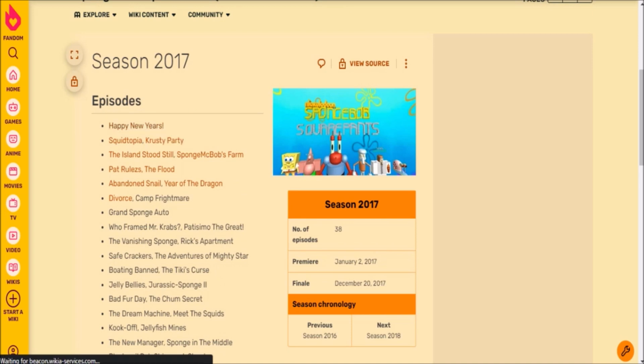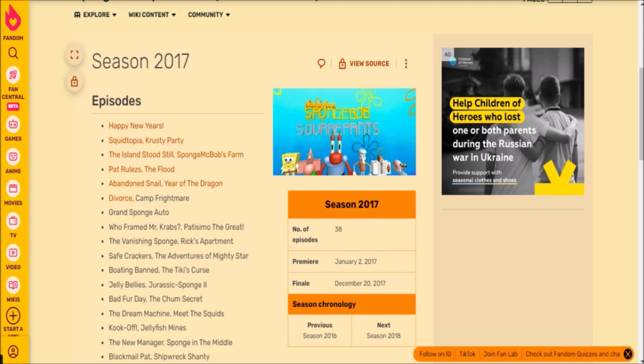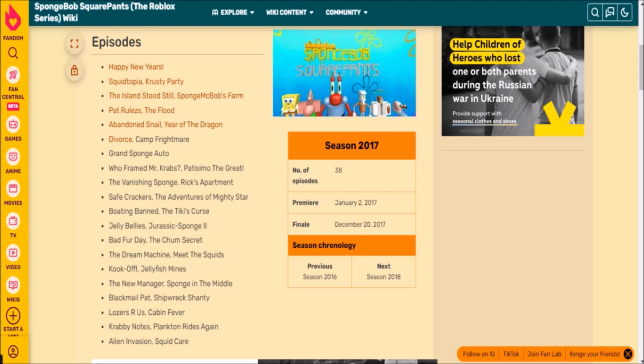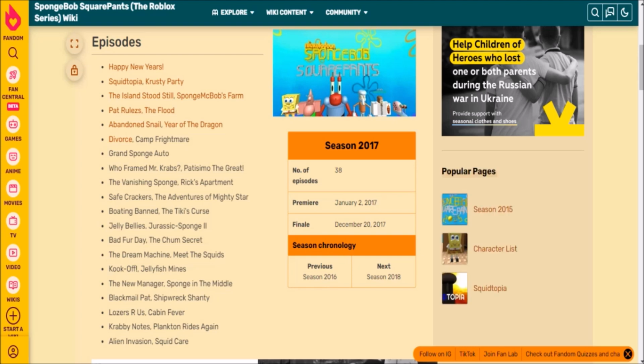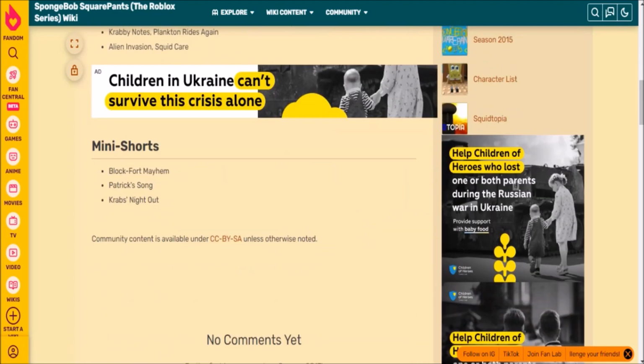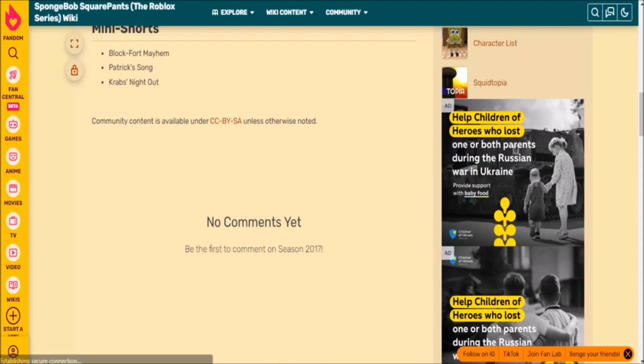Alright, so the episodes are Happy New Year's, Wittopia, Krusty Party, The Island Stood Still, SpongeBob Bob's Farm, Pat Rules, The Flood, Abandoned Snail, A Year of the Dragon, Divorce, Camp Frightmare, Grand Sponge Auto, Who Framed Mr. Krabs, Patissimo the Great, The Vanishing Sponge, Rick's Apartment, Safecrackers, The Adventures of Mighty Star, Boating Band, The Tiki's Curse, Jelly Bellies, Jurassic Sponge 2, Bad Fur Day, The Chum's Secret, The Dream Machine, Meet the Squids, Cook Off, Jellyfish Mines, The New Manager, Sponge in the Middle, Blackmail Pat, Shipwreck Shanty, Losers Are Us, Cabin Fever, Krabby Notes, Plankton Rides Again, Alien Invasion, Squid Care, and the mini shorts are Block Fort Mayhem, Patrick's Song, and Krabs Night Out.